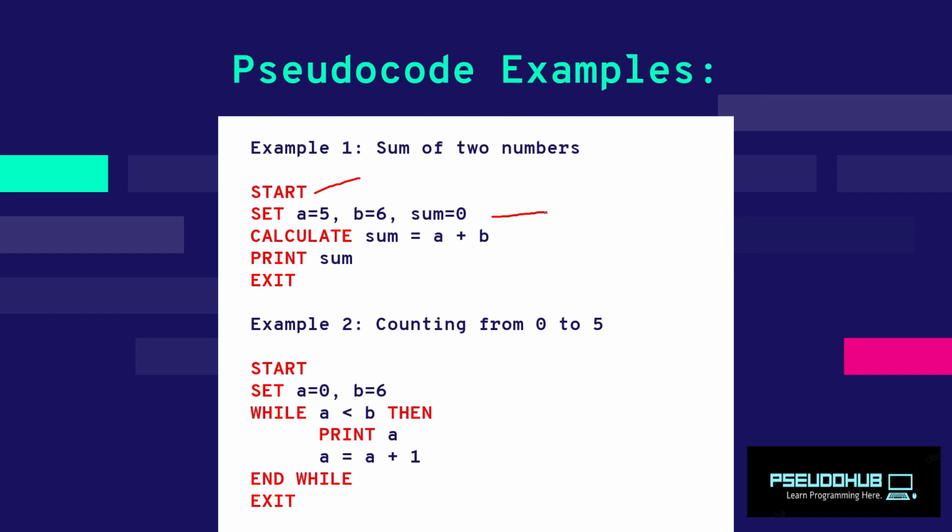So from this line, with the keyword set, you know that we initialized values, we input values to the variables. The value of A is 5, the value of B is 6, the value of sum is 0. And then on the third line, calculate sum equals A plus B. Meaning, we calculate A, add B, and then the result is assigned to sum. So for example, A is 5, B is 6. So that's 5 plus 6 equals 11. So the value of sum now is 11. And then next is print sum.